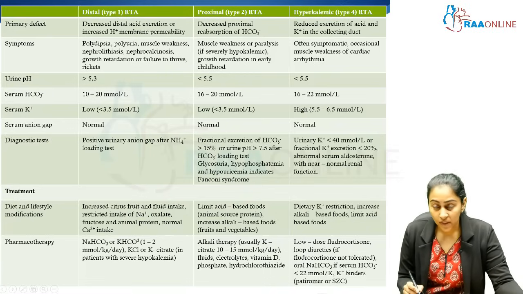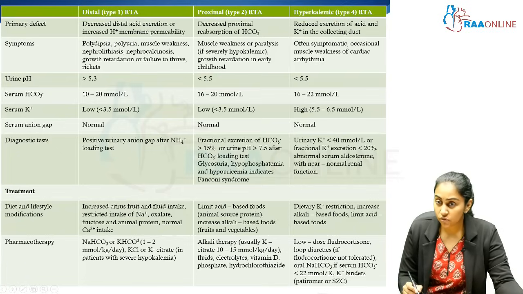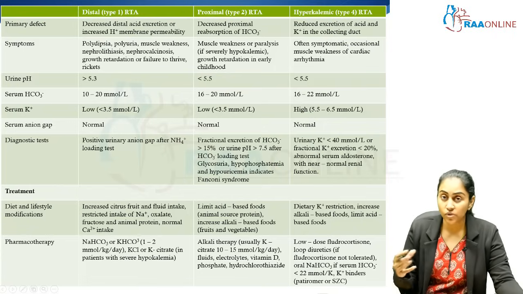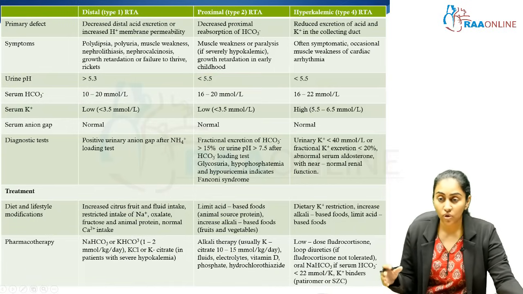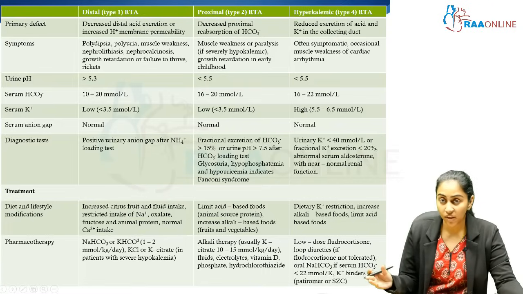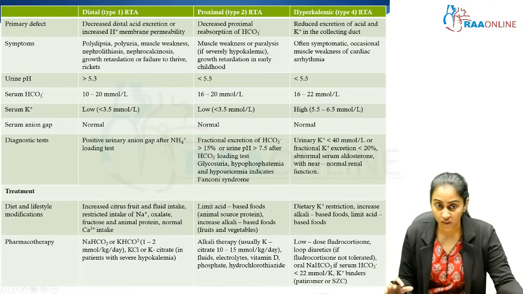And when you take hyperkalemic renal tubular acidosis, here you will find that the potassium is high, the patient has a normal anion gap metabolic acidosis, and then you can also look at the urine pH, which is going to be variable depending on where the defect is, and the post-fludrocortisone TTKG will tell you whether the defect is in the kidneys or whether the defect is in the aldosterone axis.